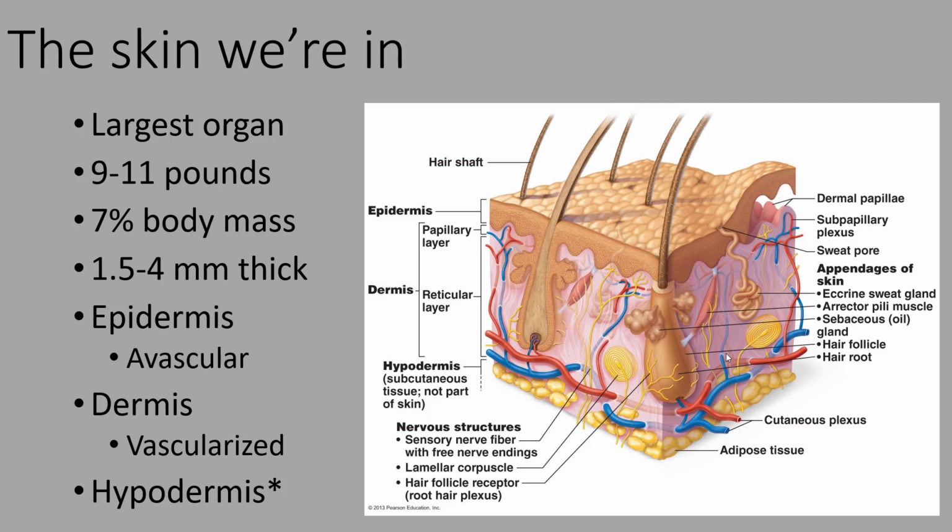And lastly, we have the hypodermis. Now, the hypodermis is not a true layer of the skin, but it's so closely associated with the skin, they're kind of lumped together. The hypodermis is a layer of fat just deep to the skin. So we have epidermis on the surface, dermis just deep to that, and hypodermis just deep to that.